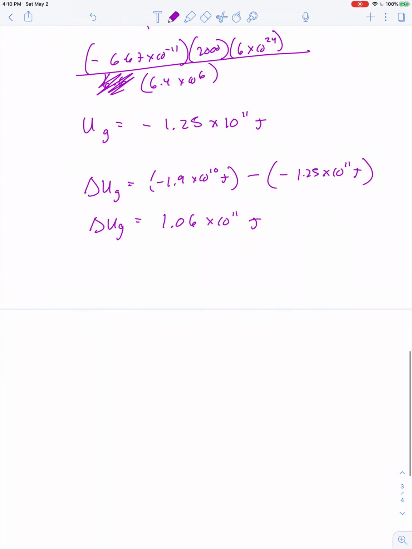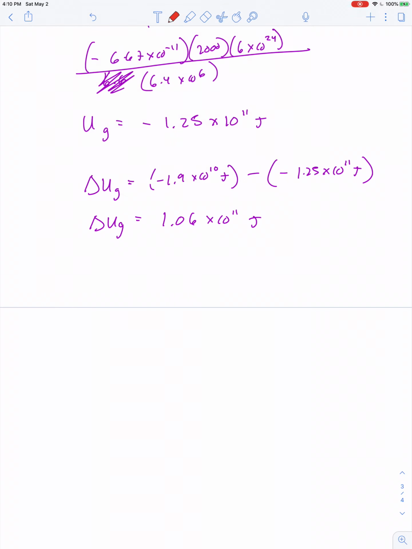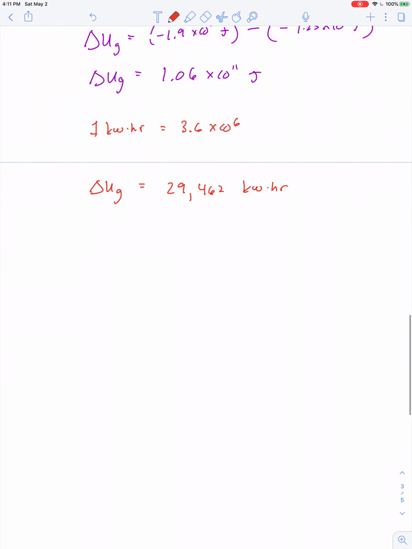It's a large number of joules. It's hard for me to relate to. So let me remind you of a large unit of energy called a kilowatt hour. 1 kilowatt hour is 3.6 million joules. So we could say the change in gravitational potential energy to get a 2,000 kilogram satellite into a geosynchronous orbit is equal to about 29,462 kilowatt hours.